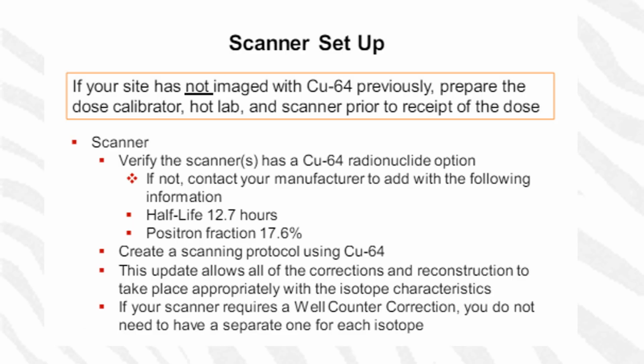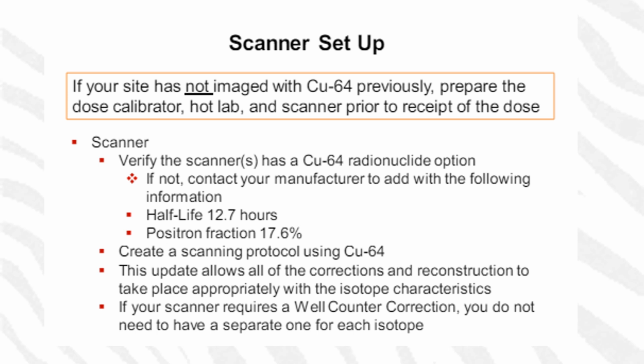Now, if your site has never imaged with copper-64 previously, like I said, you have to prepare the dose calibrator, the hot lab, and the scanner prior to receipt of the first dose. For the scanner, verify that the scanner has the copper-64 radionuclide option. If not, the manufacturer can help with adding it. The half-life is 12.7 hours and the positron fraction is 17.6. Those are important for preparing the scanner.